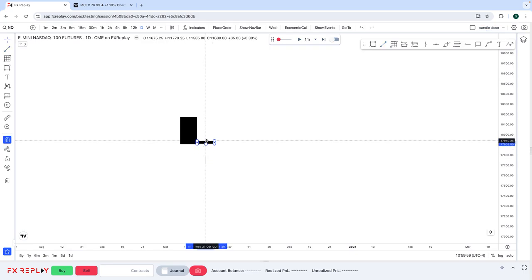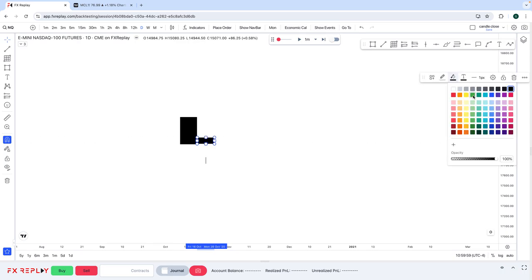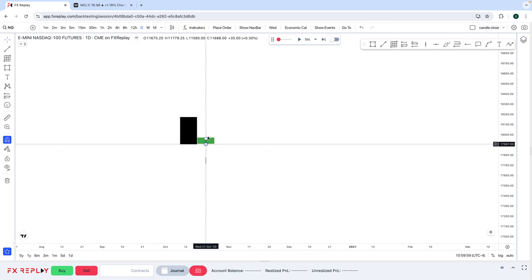Let's make this actually, what do we call it? Green. Sorry, let me just make this real quick.